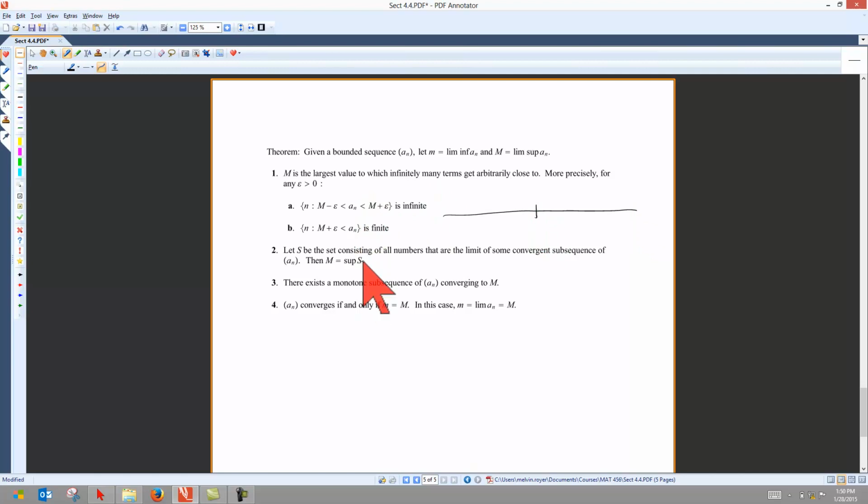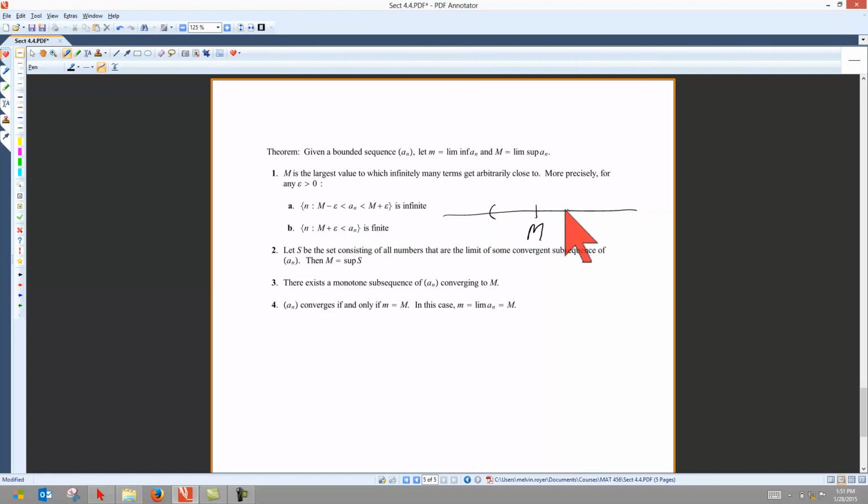For purposes of writing this theorem, shorthand notation for lim inf of the sequence is little m, and for the lim sup of the sequence is capital M. So in particular, let's talk about capital M. It's the largest value to which infinitely many terms get arbitrarily close. Picture, here's the lim sup, and now I'm going to draw the elements of the sequence on this number line.